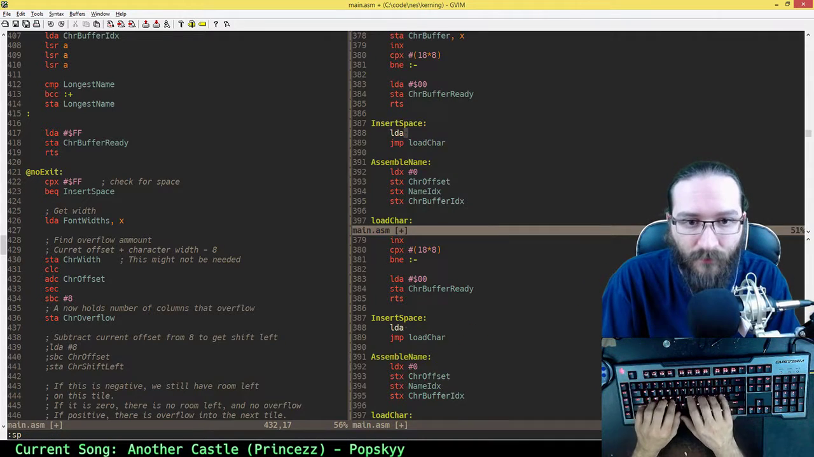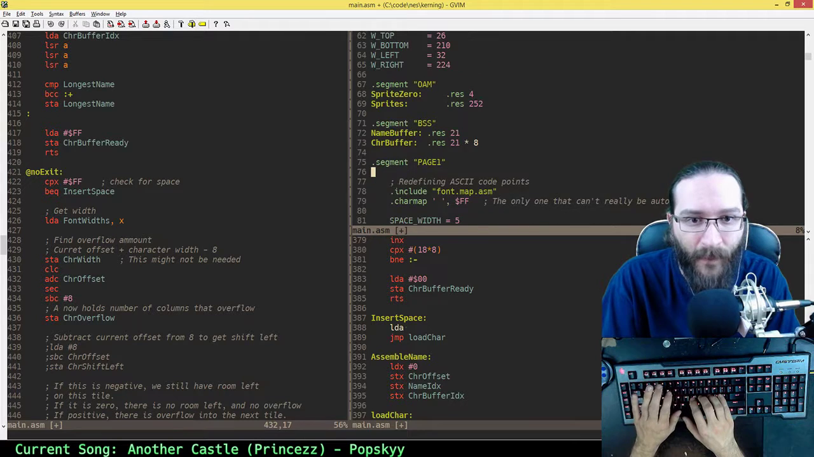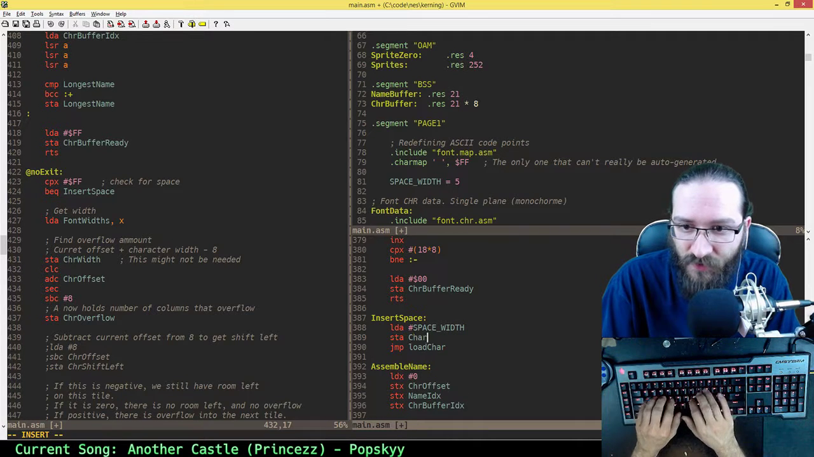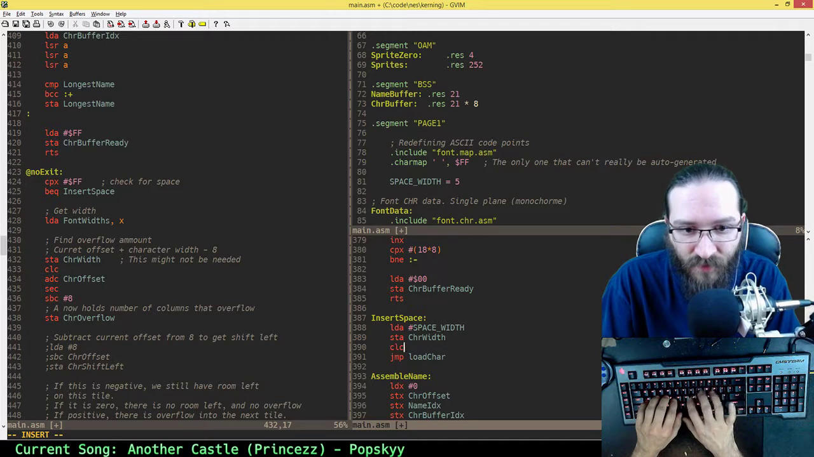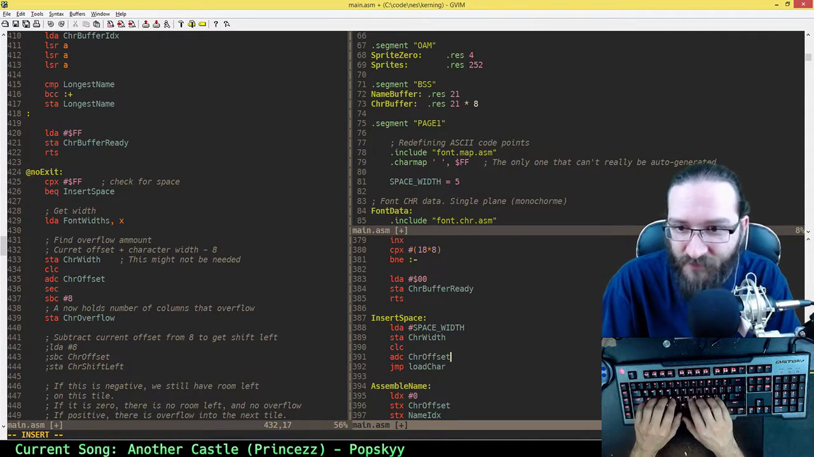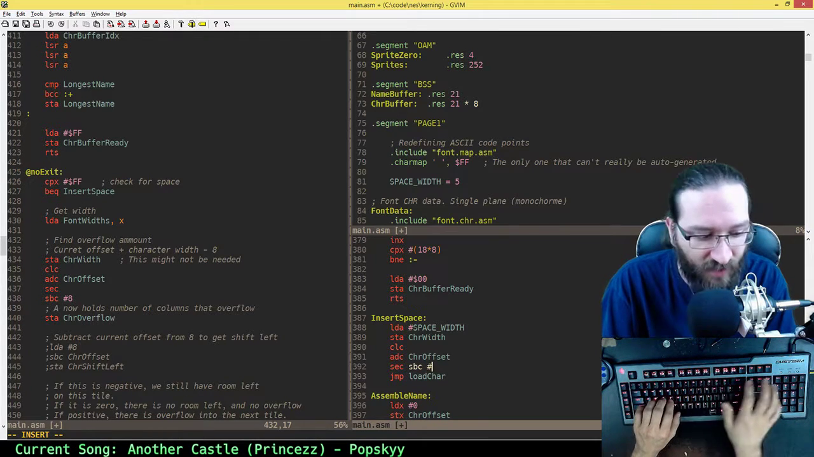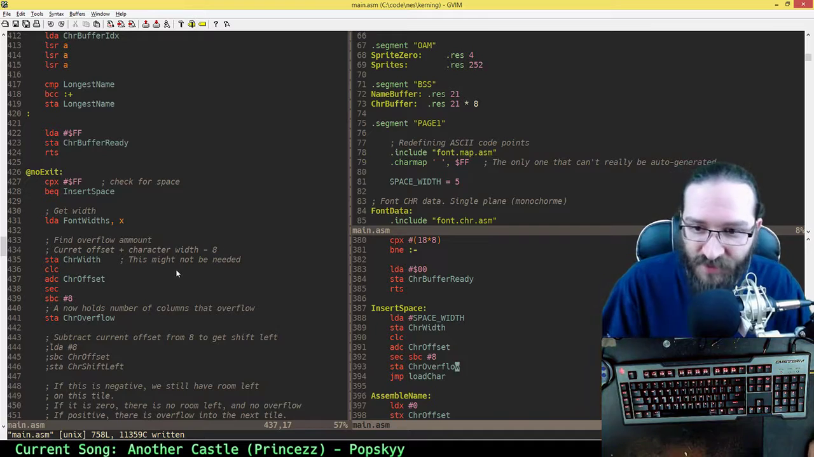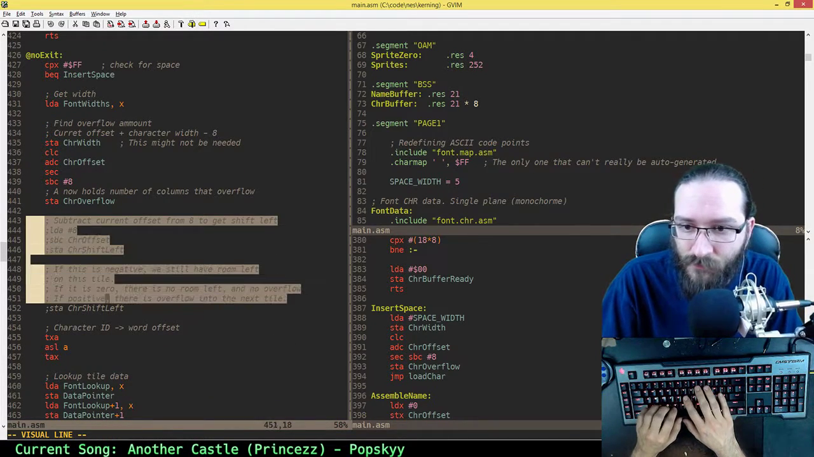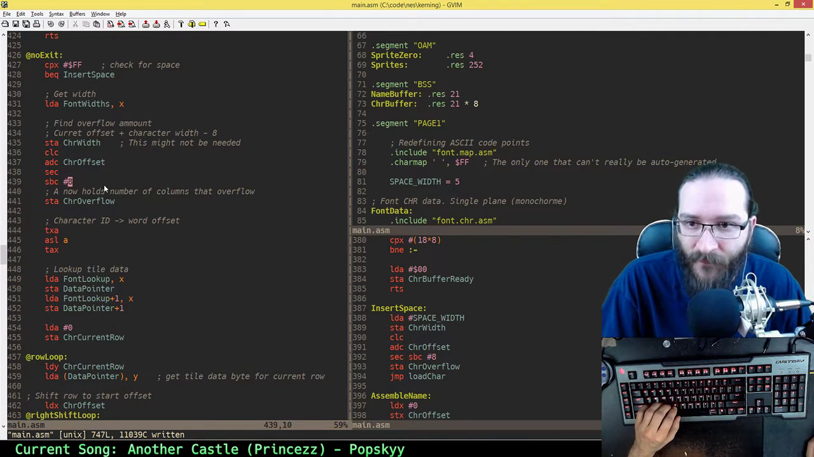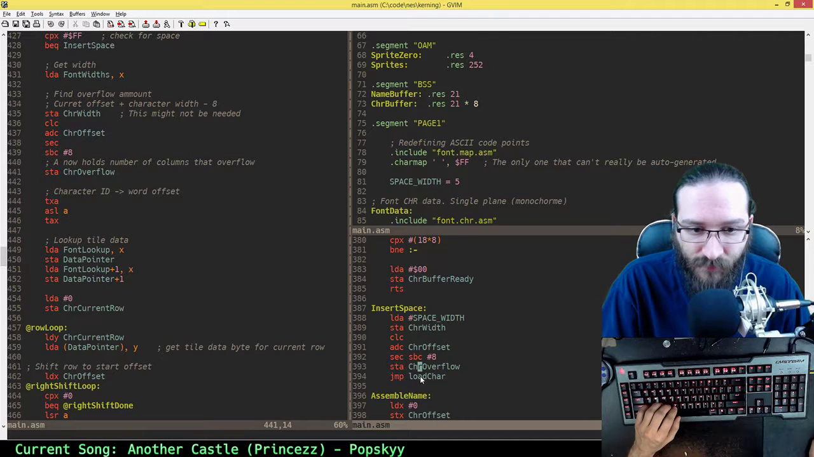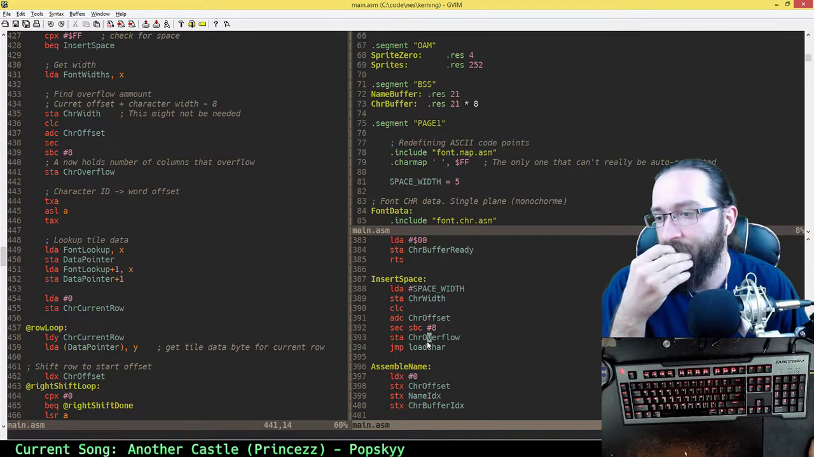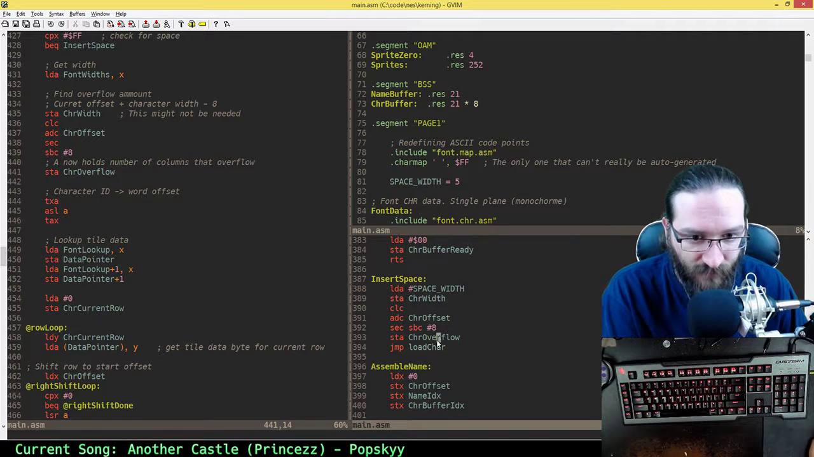So load up space width. Store that into CHR width. Clear carry, add carry, CHR offset. Set carry, subtract 8. I'm essentially just transposing what's over here. Okay, so that holds the overflow. That overflow is the next offset, essentially.